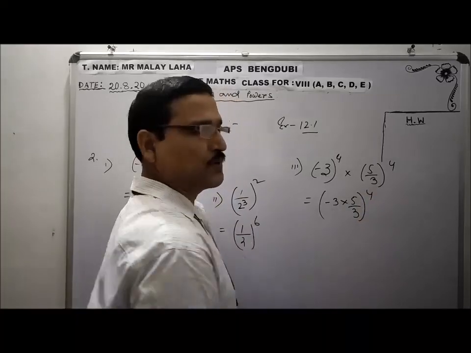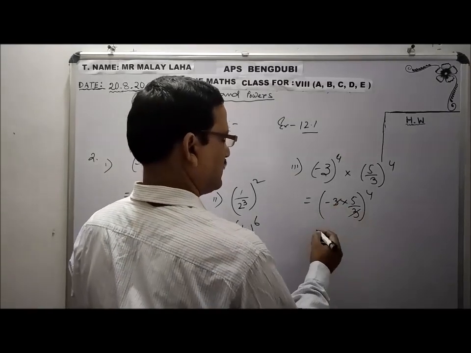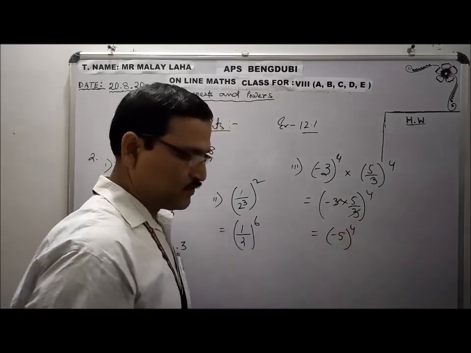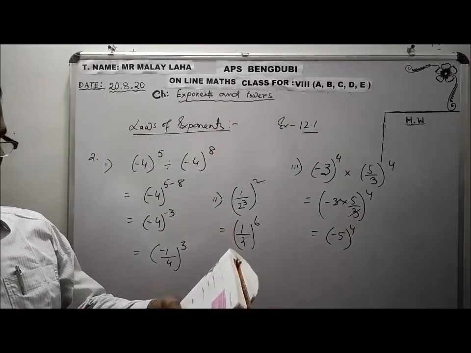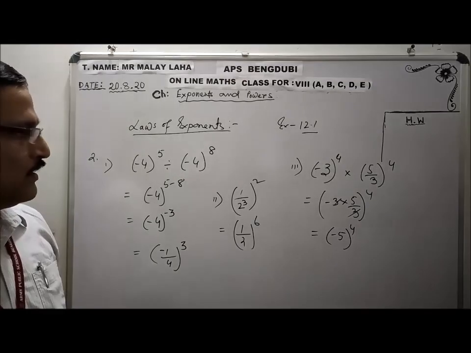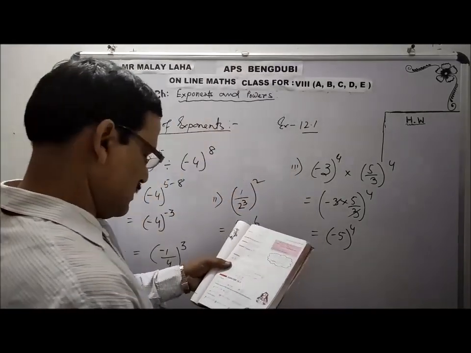Raised to 4. Okay. So now you can cut it. 3 cut. So minus 5 raised to 4. It is already in the positive exponent. No need to change anything. Are you clear? Your answer will not be in... Now next one.